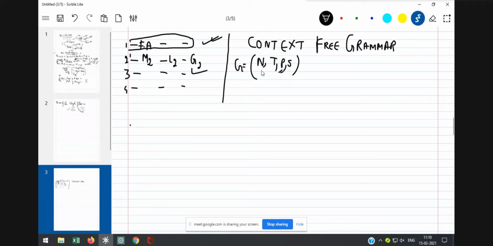N is the set of non-terminals, T is the set of terminals, S is the start symbol, and the production rule for context-free grammar is: a non-terminal is replaceable by the union of non-terminals and terminals, star closure. It means epsilon is also supported. You might be confused a bit, so let me write it like this and take an example.